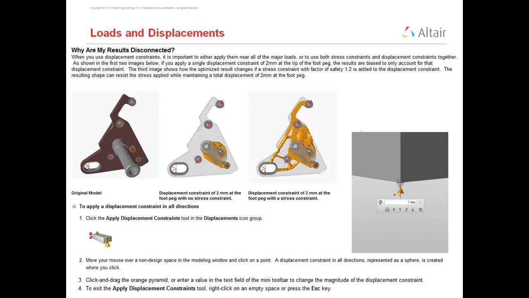The third image shows how the optimized result changes if the stress constraint with factor of safety 1.2 is added to displacement constraint. The resulting shape can resist the stress applied while maintaining a total displacement of 2 mm at the foot peg. So this will be a tips and tricks for Inspire.